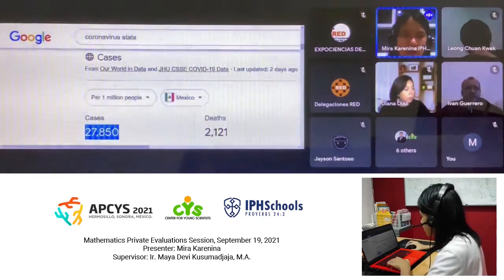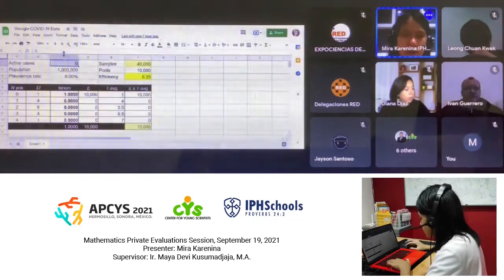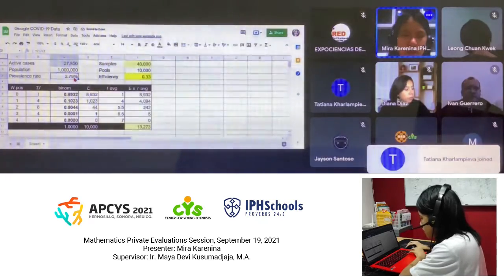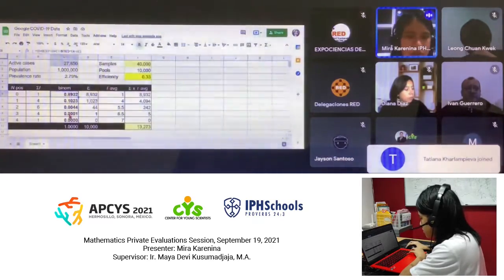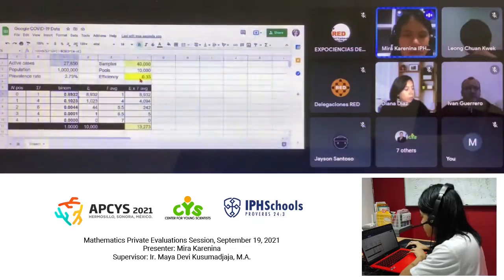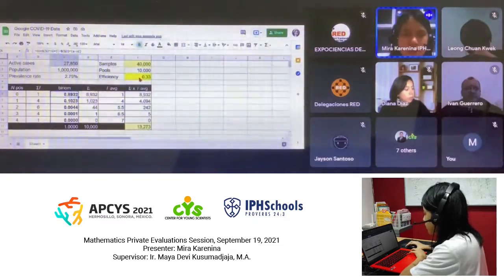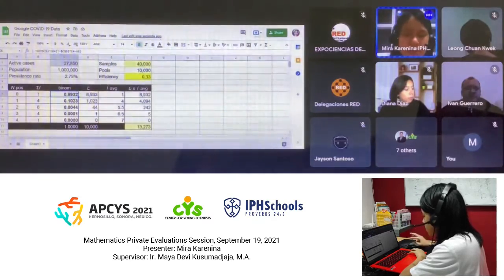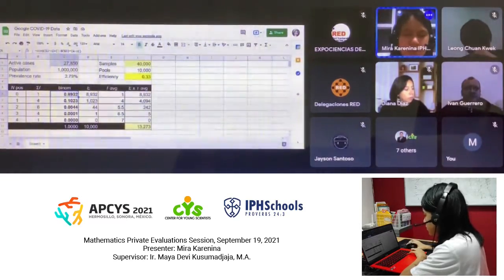Now, we will put that into my simulation. We can see here that the prevalence rate is about 2%, and we got this as the binomial distribution. And it gives the efficiency of 0.33, and that means that it's approximately 3 times faster and also cheaper.